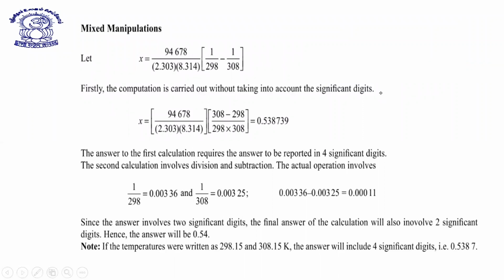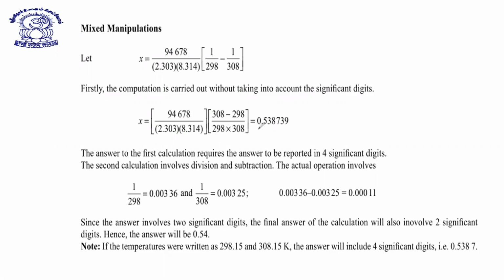You can see here, let x is equal to 94,678 by 2.303 into 8.314 into 1 by 298 minus 1 by 308. This is the Arrhenius equation, which you will get in plus 2, that is 12th class. But just for the calculation part, I have used this equation. So for example, x is equal to this much. Firstly, the computation is carried out without taking into account the significant digits. Straight away, you have to multiply the whole thing, and the final answer you have to get.